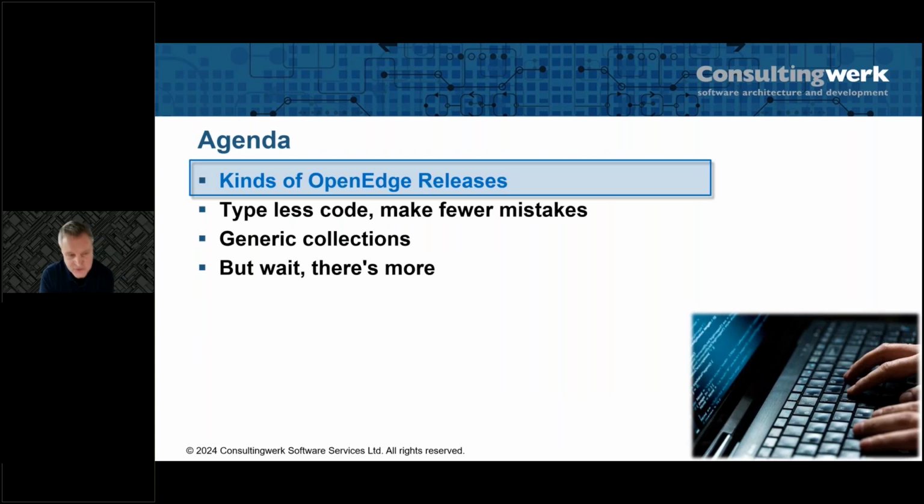All right, so what we'll talk about today, kind of 4 blobs, 4 sections. Just touch on a little bit what the kinds of OpenEdge releases are. Then what I'm calling type less code, make fewer mistakes. I should have probably put a question mark on the end of that because, as we know, fewer mistakes is really in the eye of the beholder. Those kinds of features, collections, generic collections in particular, and then other bits and pieces.